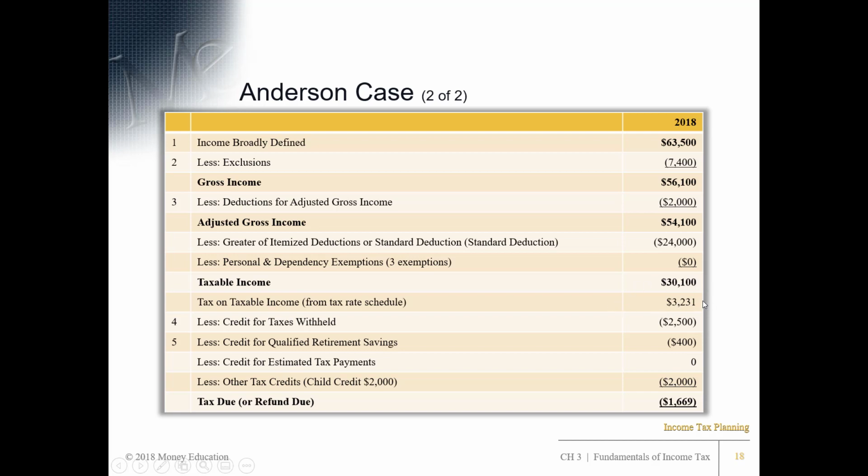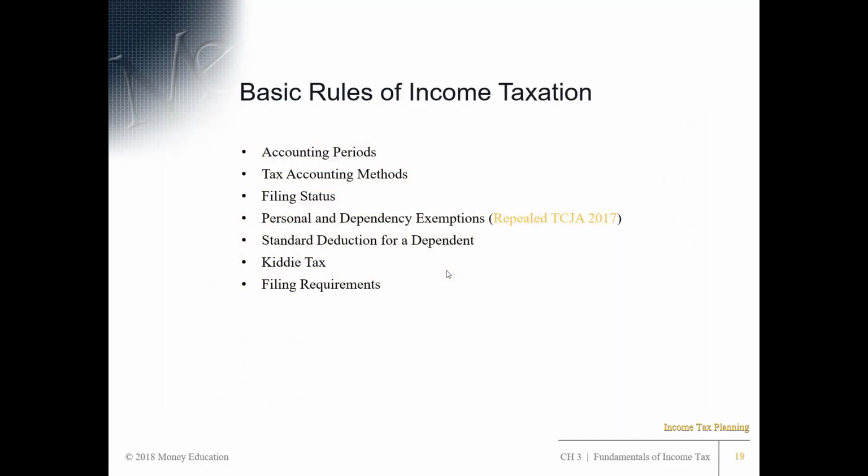Based on the tax rate schedule, which is posted in your course or in this book or online, the tax is $3,231. They had $2,500 withheld from their paycheck, and they contributed to a retirement plan and they meet that low income threshold, so that's $400 in a tax credit. And then they have a child, so each child has a $2,000 credit. So basically, we take this number, subtract this, this, and this, and they get a refund of $1,669.